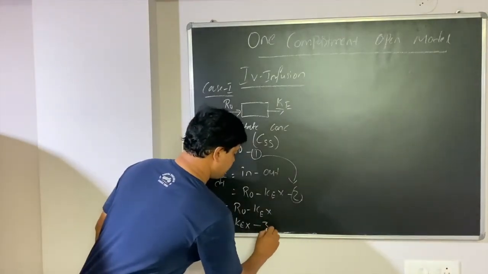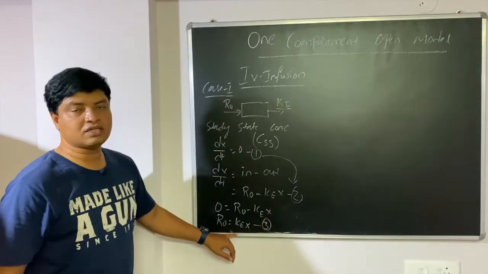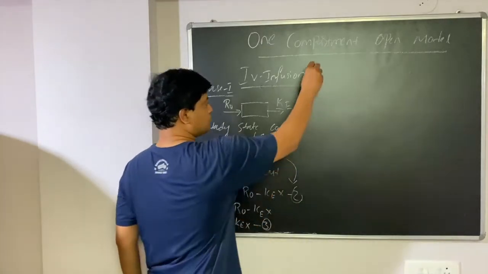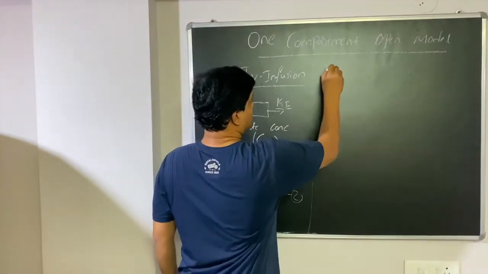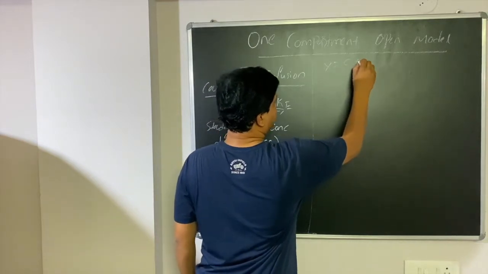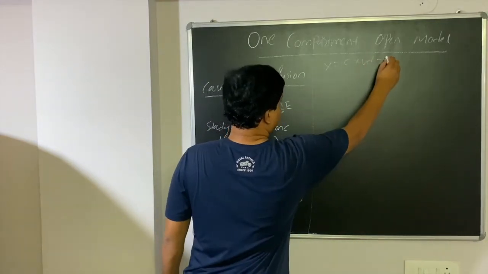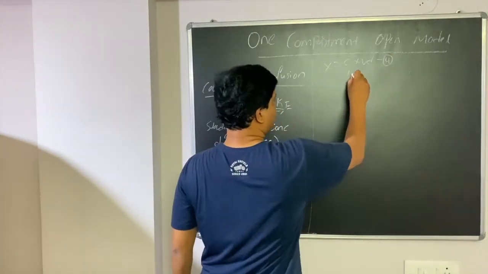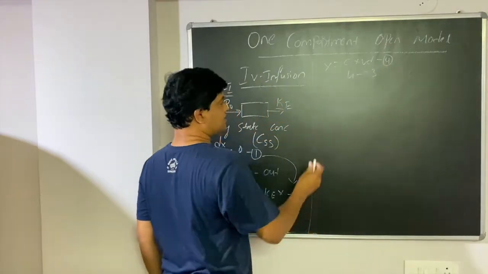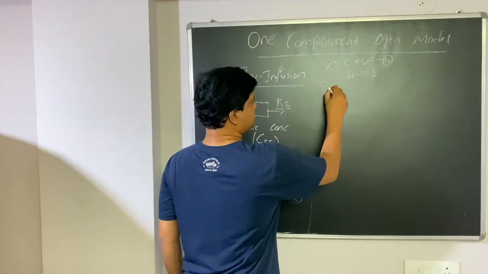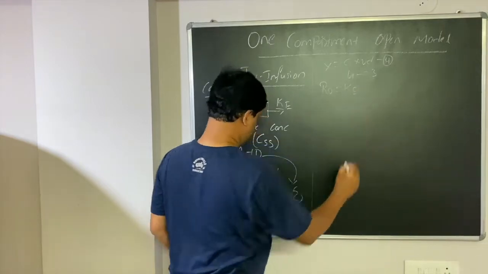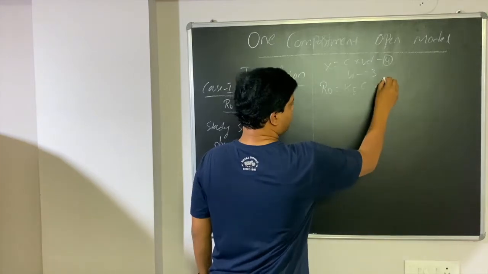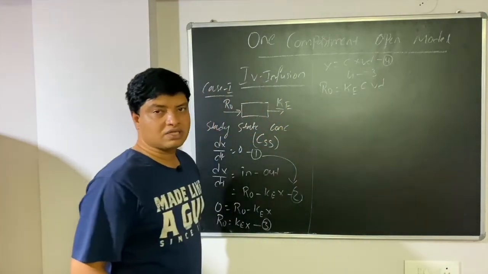Now take this as equation 3. I want concentration terms in place of amount. X is the amount, so we know that amount is equal to concentration multiplied by volume of distribution. Take it as 4. Substitute 4 in 3, and you will get R naught is equal to Ke into X. Instead of X, I am writing concentration and volume of distribution. Solve the equation for the concentration.